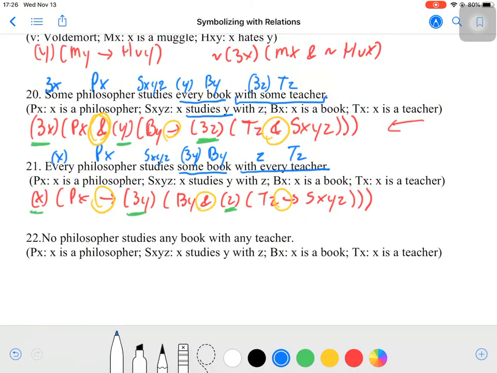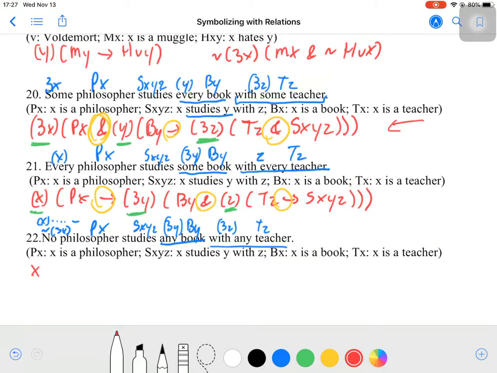No philosopher. So you can either do x and then down the road have a negation, or it's not the case that there exists an x such that philosopher, px, sxyz, x studies y with z, any book. So for any book, this can be an existential y with a by with any teacher. So this can also be an existential z and a tz. So let me diagram this one out.